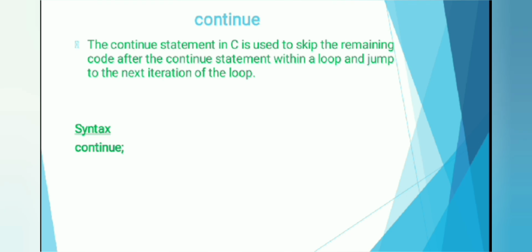Continue is used in C to skip the remaining code after the continue statement within a loop and jump to the next iteration of the loop. Whenever you give continue, it will skip the rest of the code and control moves to the next iteration, the beginning of the loop, right? This is the concept of continue. The syntax is similar to break. Just give continue, and at the end give a semicolon. This is your syntax.